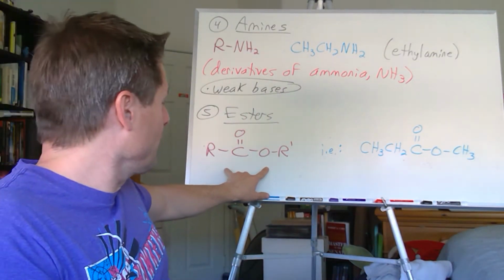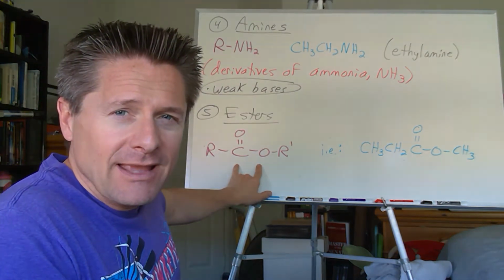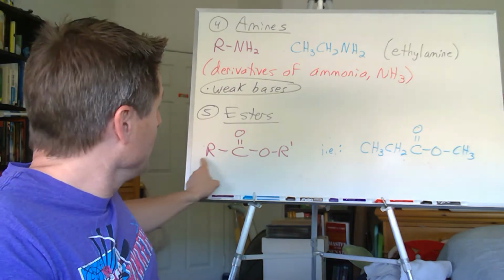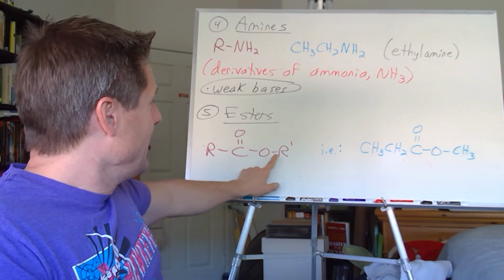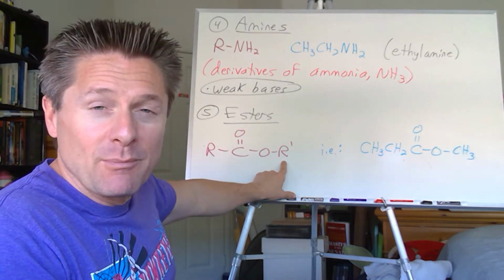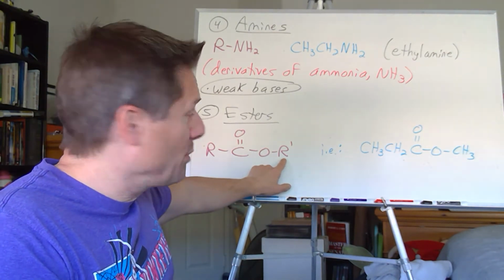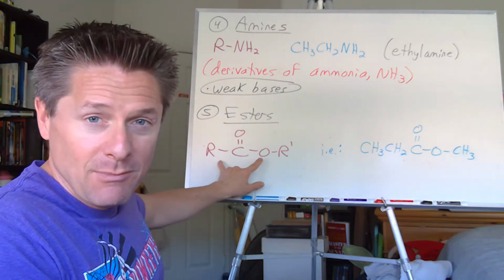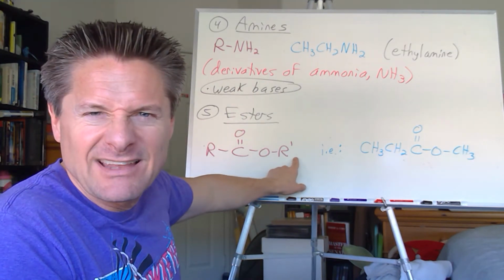An ester kind of looks like a carboxylic acid. You've got the carbon-oxygen double bond, carbon-oxygen single bond, and a carbon-based group here. If that was a hydrogen, that would be a carboxylic acid. But now we're replacing that hydrogen with another carbon-based group. Those R's could be the same or different. That's why you tend to see an R prime there.